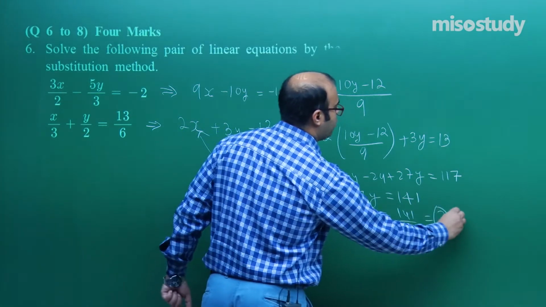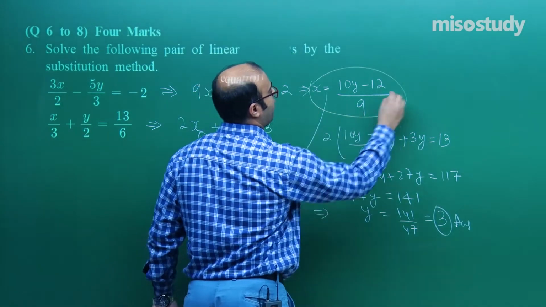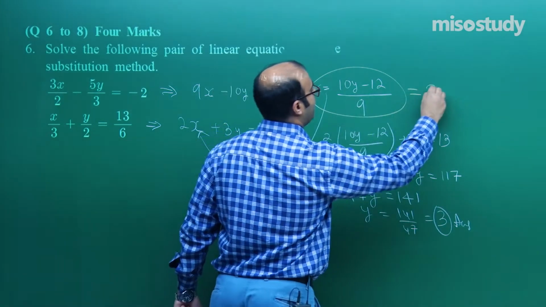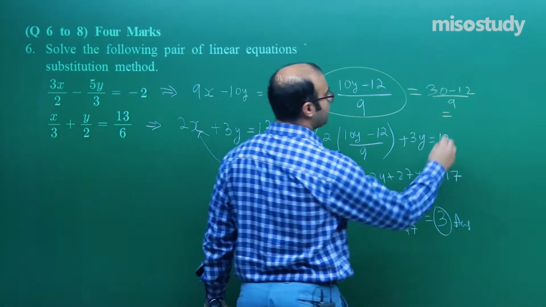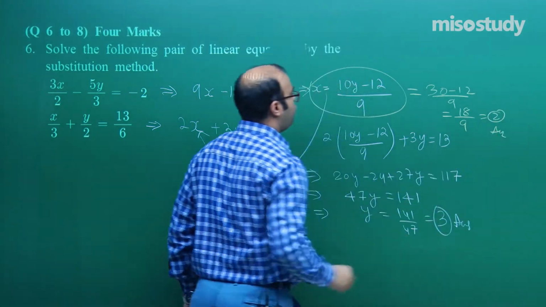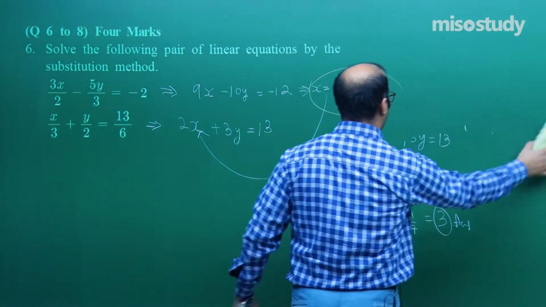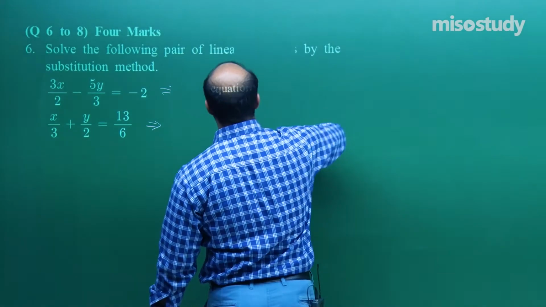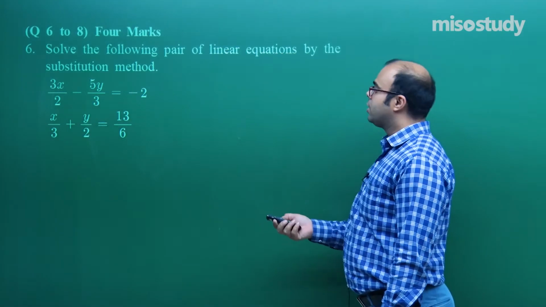After getting y is equal to 3, we can get x also, because here we know x is equal to (10y minus 12) by 9. So 10 into 3, 30, 30 minus 12 by 9, that is going to be 18 by 9, that is 2. So the value of x is 2 and the value of y is 3 by the substitution method. So this is how we use substitution. We take a variable in terms of another variable and substitute it in the other equation. So the 2 equations we have.